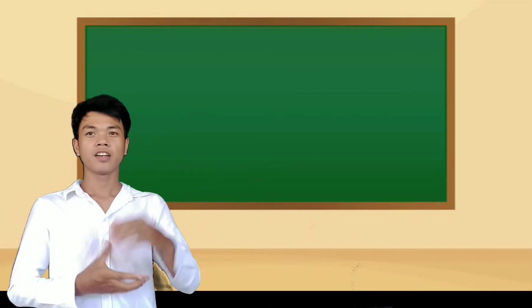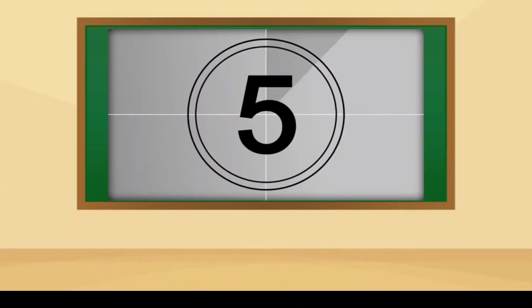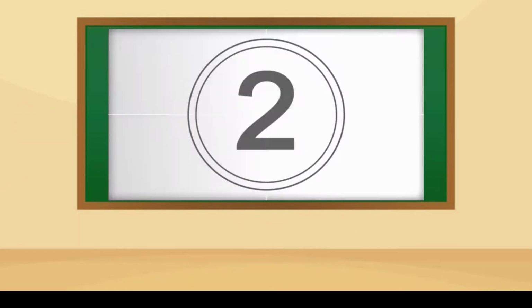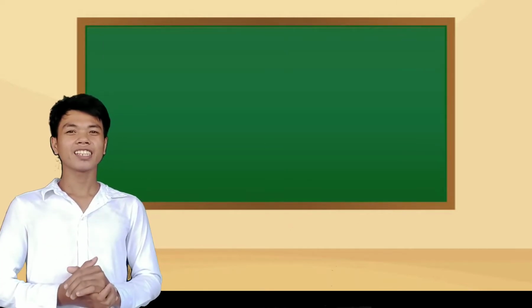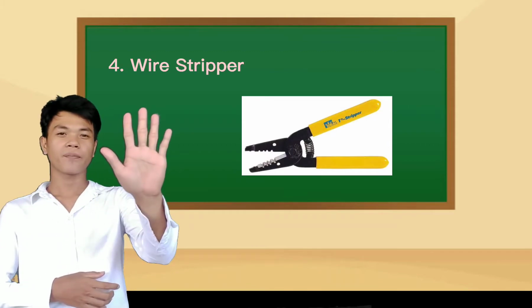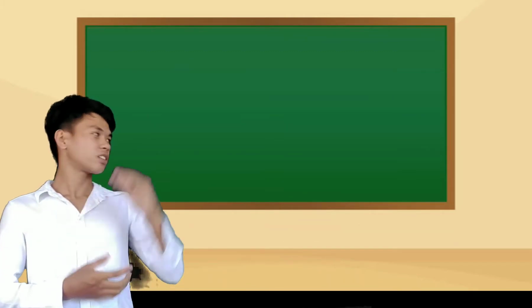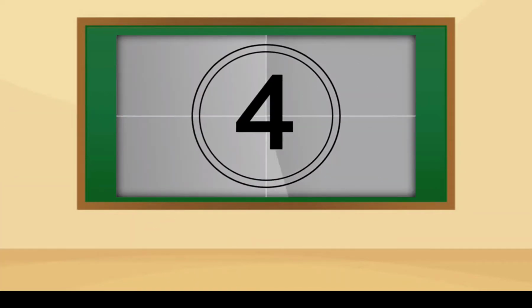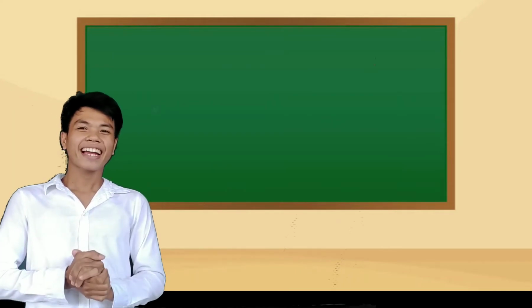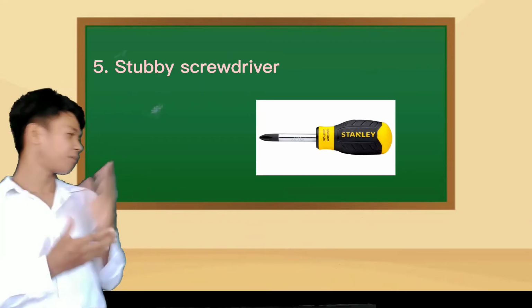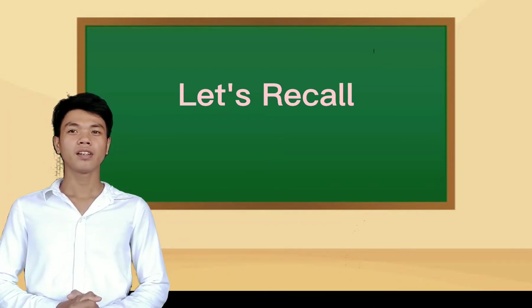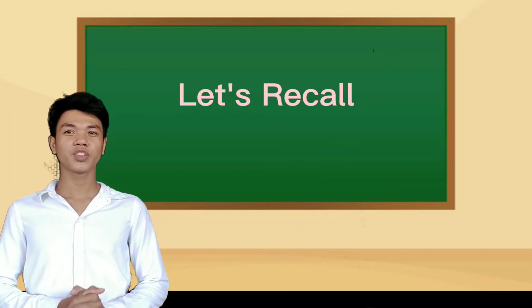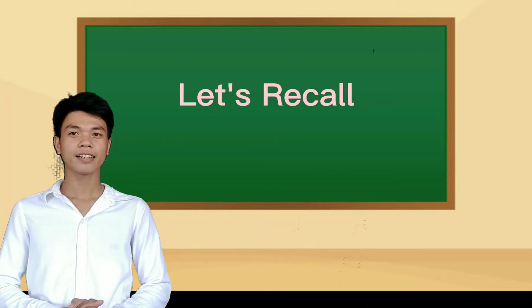Number 4. Do you know what is this? Yes, you are correct. That is a wire stripper. Number 5. What kind of screwdriver is this? Correct! That is a stubby screwdriver. Awesome! Now, let us see if you still remember our previous lesson. Can you still remember the things that I had introduced to you about electrical installation and maintenance?